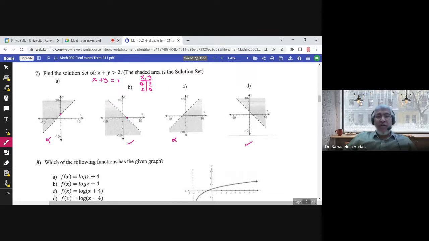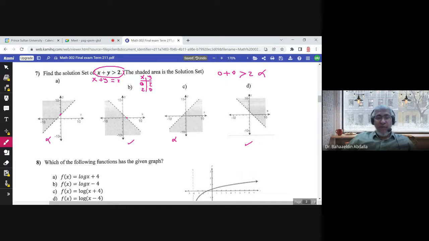We know that the graph of this inequality is a half plane. And to determine which half plane, we choose a point. So for example, (0, 0), we choose the origin. So 0 plus 0, is it greater than 2? And the answer is no. So (0, 0) does not belong to the graph.